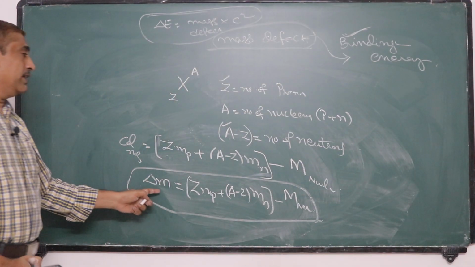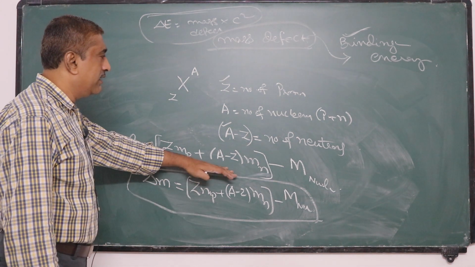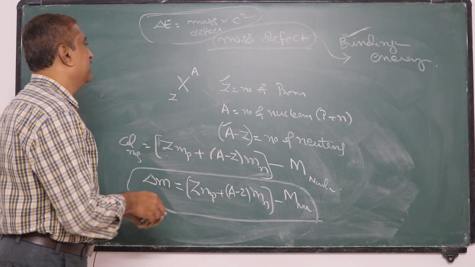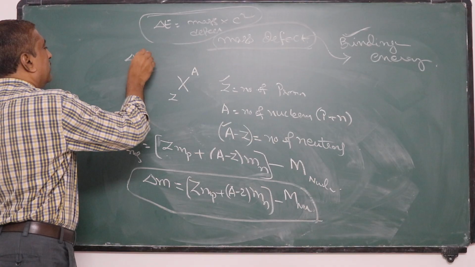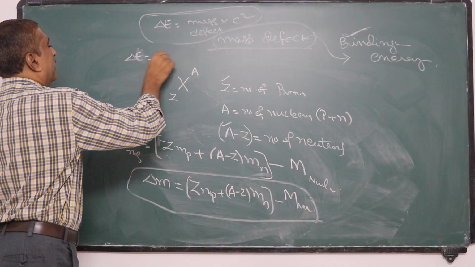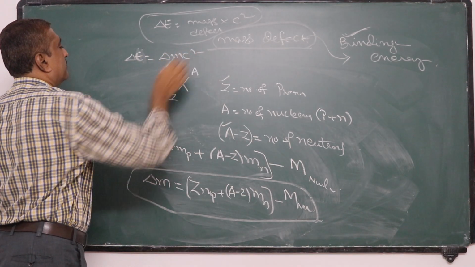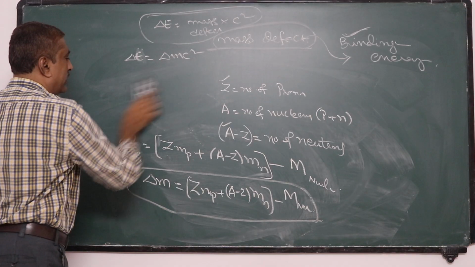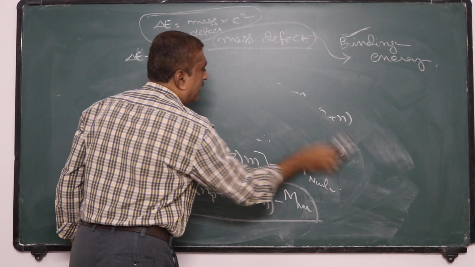So mass defect is calculated by this relation, and binding energy ΔE is equal to Δm into c squared. So we can calculate by that relation.